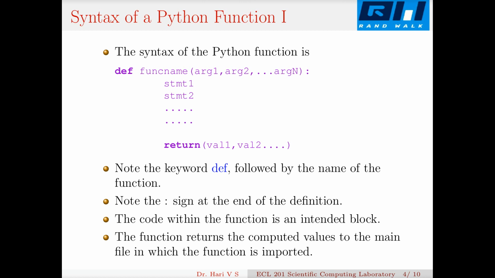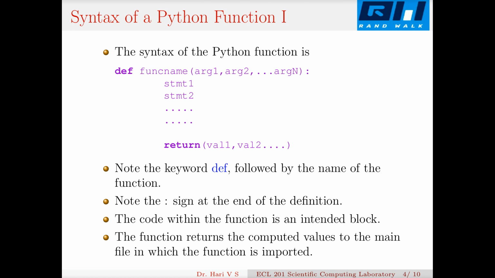The syntax of a Python function is def. It starts with the keyword def, define, then some function name, then arguments to that function, followed by a colon. Whatever is happening in the function comes as an indented block. I told you Python identifies code blocks by indentation. So statement 1, statement 2, etc., then ended by a return. Return may return void or return some values.